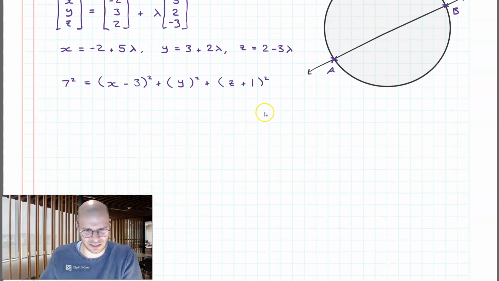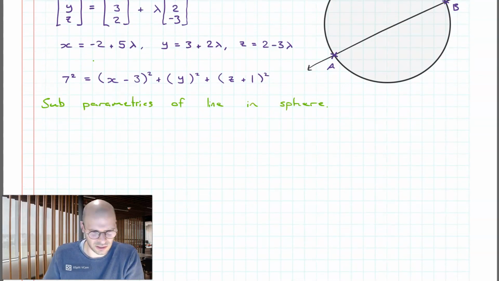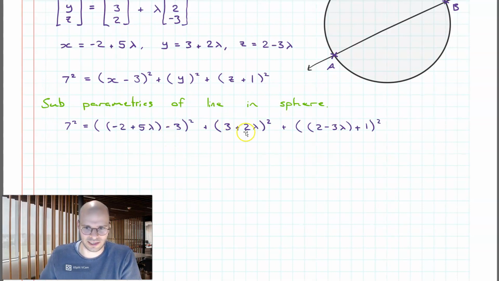So that's our sphere. Now, sub the parametric equations into the sphere equation and then solve for lambda. This is going to look like 7 squared over here in brackets. And at last, we find that we have a giant mess on our hands.